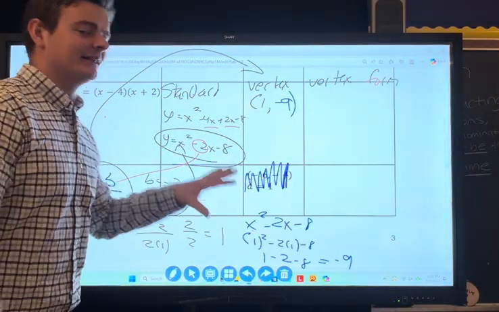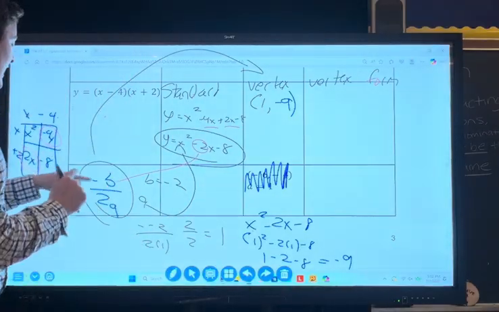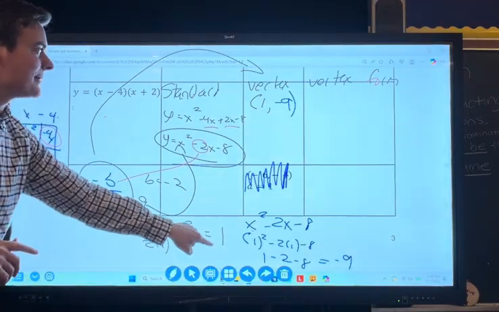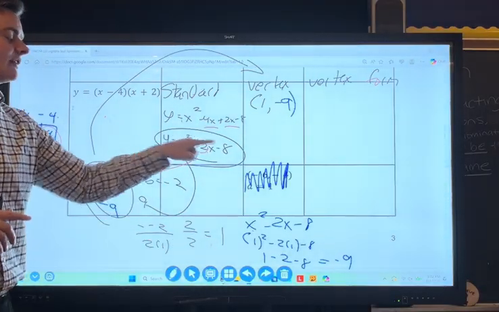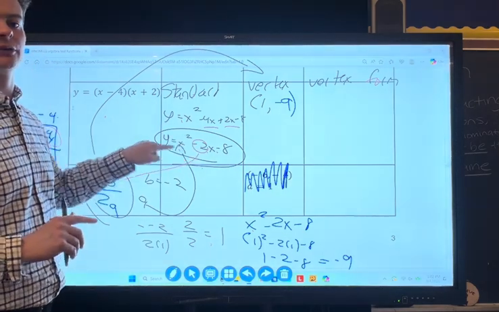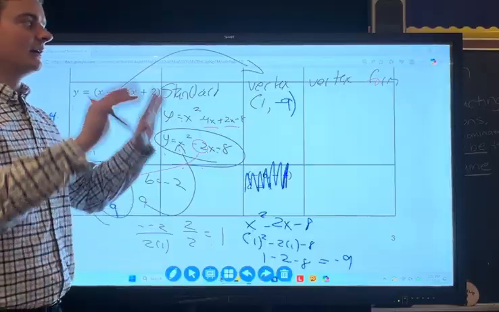I didn't do that with the most space. Let me say it, just make sure you understand it. I did negative b over 2a to find my x. Once I had my x, I plugged it in wherever I saw an x. 1 squared was 1, negative 2 times 1 was negative 2. 1 minus 2, that's negative 1. Minus 8, that's negative 9.